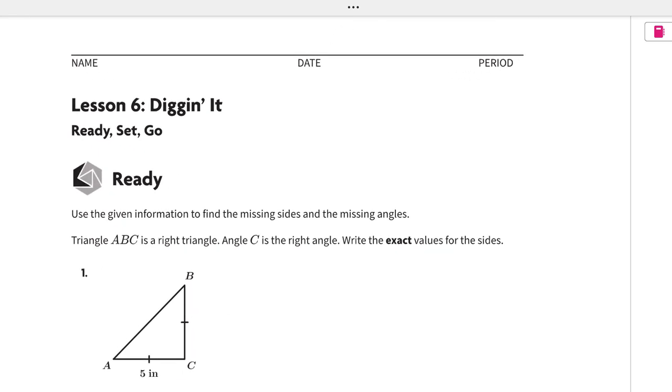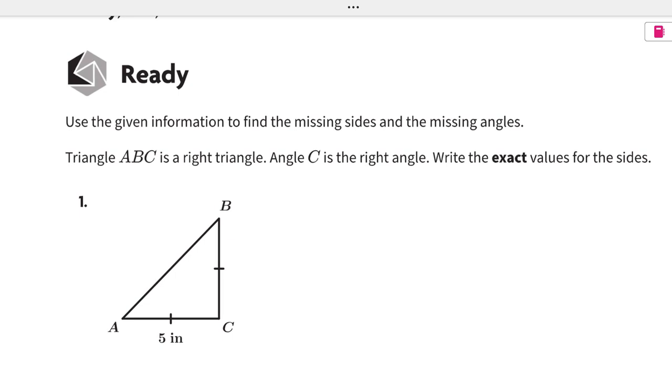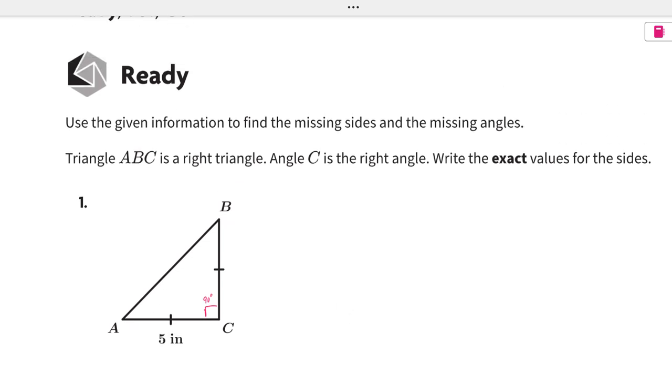Ready, set, go. So it says, use the given information to find the missing sides and the missing angles. And it tells us triangle ABC is a right triangle. It tells us that angle C is a right angle, right? So let's add that in there. Here we go, 90 degrees. And it tells us to write the exact values for the sides.